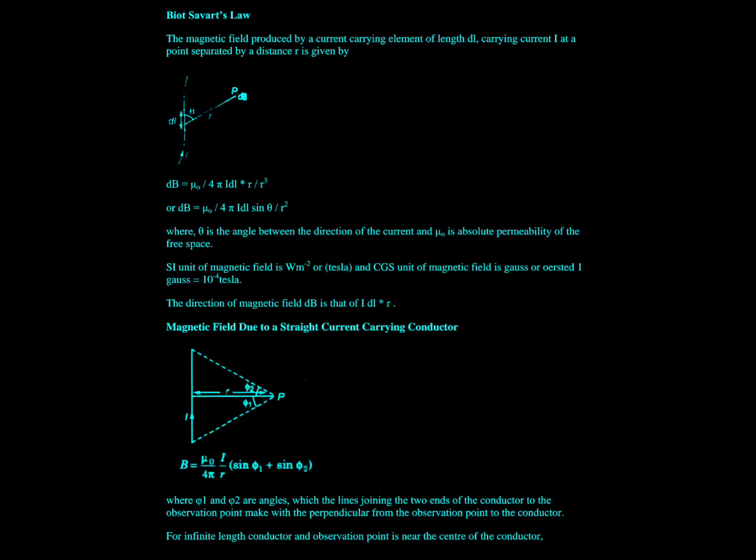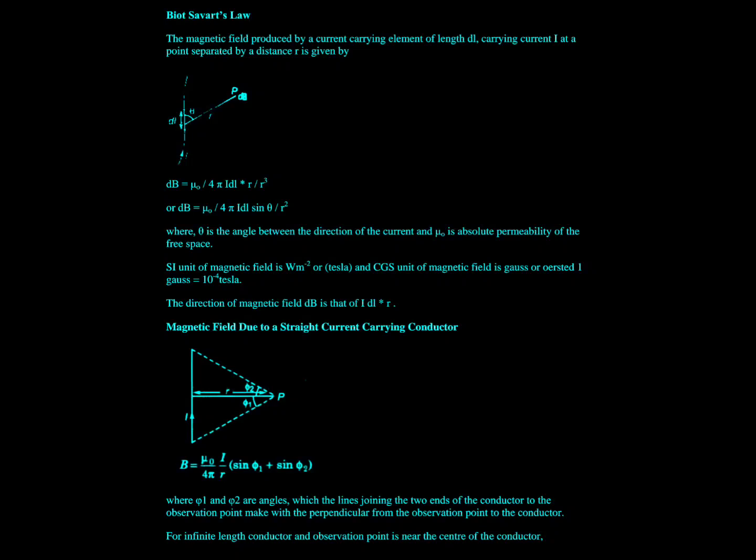First of all, dB depends upon dl, that is the length of the small current element. dB is directly proportional to current I. dB is directly proportional to 1 upon r square, where r is the distance of the point P from the current element. It also depends upon the angle theta. This angle theta is the angle between dl and the r vector. So dB is directly proportional to sine theta. By combining all these terms, we get dB directly proportional to I dl sine theta divided by r square.